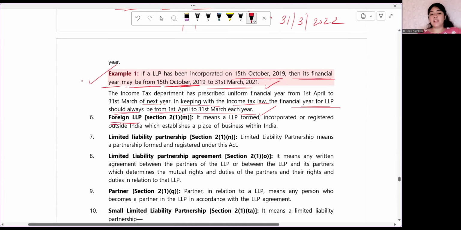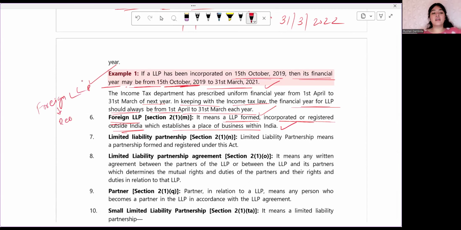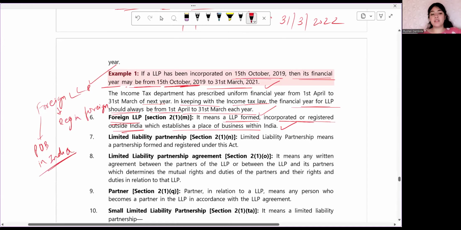Foreign LLP. It means LLP formed, incorporated and registered outside India, which establishes a place of business in India. It's a foreign LLP. That means it is registered in a foreign country, but it has a place of business in India. Limited liability partnership. Limited liability partnership means a partnership formed and registered under this Act.